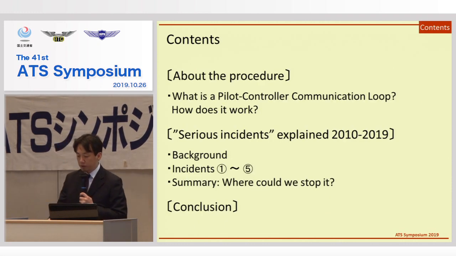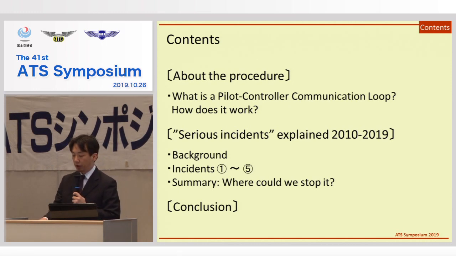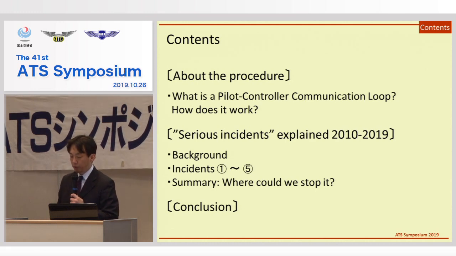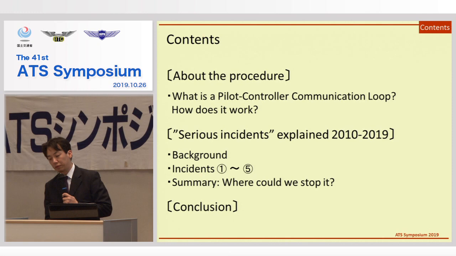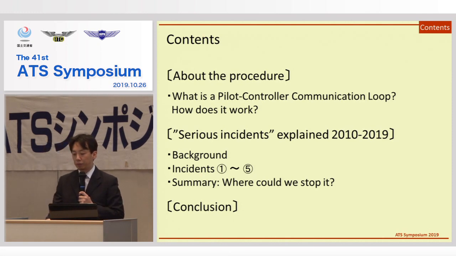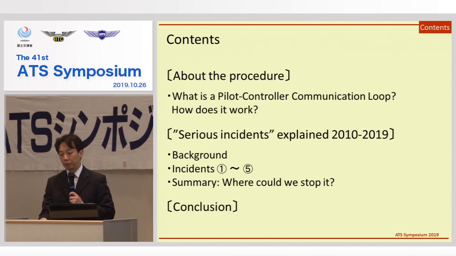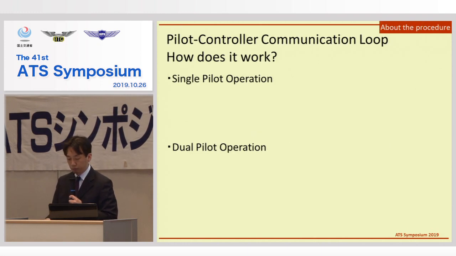And this is the table of contents. First of all, we review what a pilot-controller communication loop is and how it works, or how it should work. After that, we are going to study all 5 serious incidents that were caused by pilot-controller communication errors between 2010 and 2019 in Japan, and discuss how we can avoid those errors by utilizing the pilot-controller communication loop procedure. Then, conclusion.